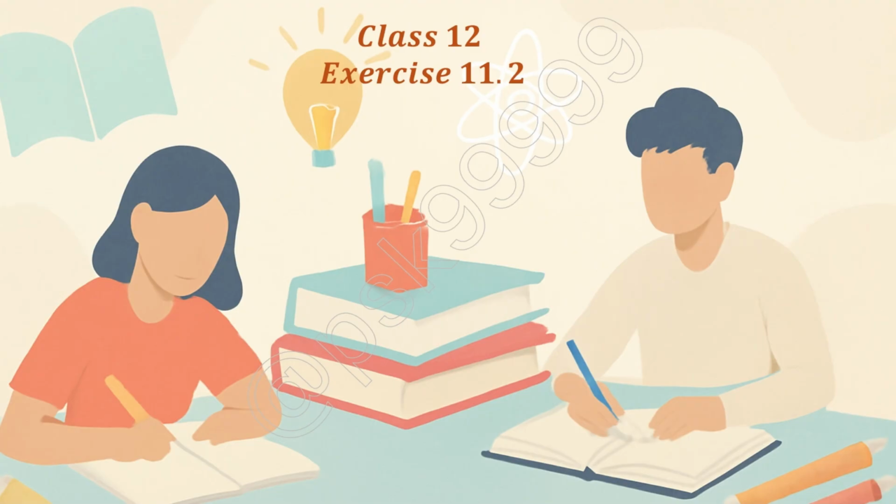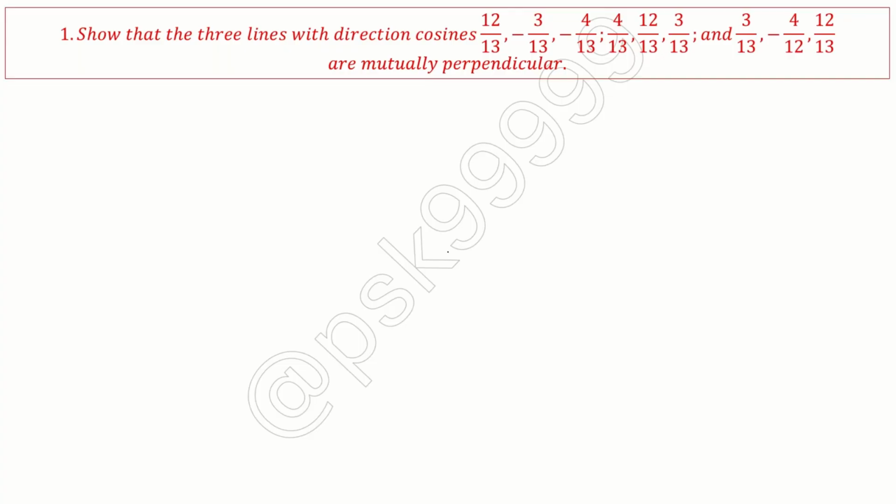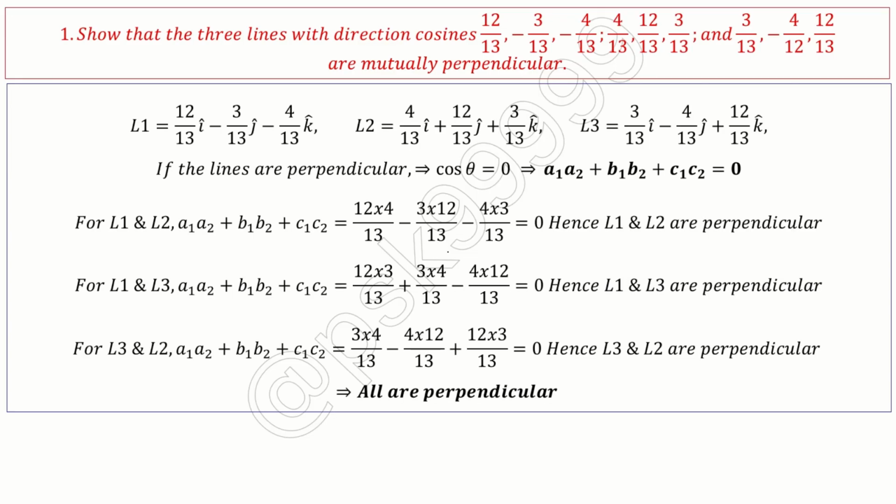Yeah, next. Let's do exercise 11.2 now. Show that the three lines with direction cosines given here are mutually perpendicular. What is the condition for mutually perpendicular? A1 A2 plus B1 B2 plus C1 C2 equal to 0. So you take any two lines here, and they are given direction cosines directly. They are nothing but A1 B1 C1, A2 B2 C2, and A3 B3 C3. So you take any two lines and just calculate A1 A2 plus B1 B2 plus C1 C2. That's it. So this is my L1, this is my L2, this is my L3.